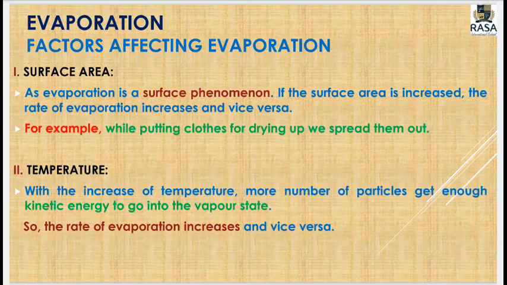For example, while putting clothes for drying, we spread them out. जब कपड़े हम सुखाते हैं तो उनको फैला के डालते हैं. Why? So as to increase the surface area, and they are able to get dry quickly.